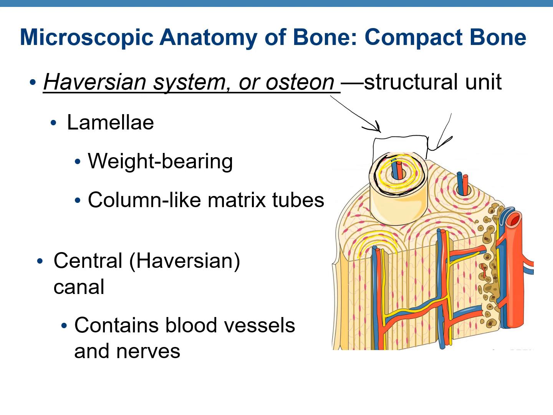And lamellae are weight-bearing, column-like matrix tubes. So of course, if you're looking from the surface, you just see this circular structure. But if you pull out the osteon, you will see that it's actually a tube. So we have bigger tubes and smaller tubes inside. Each osteon has this opening here. It's called the central canal, and the central canal contains blood vessels and nerves.